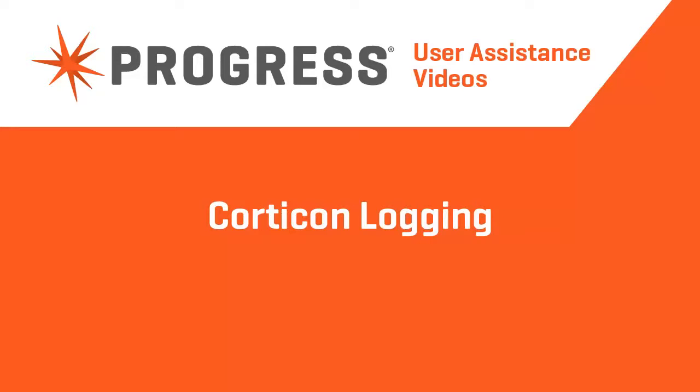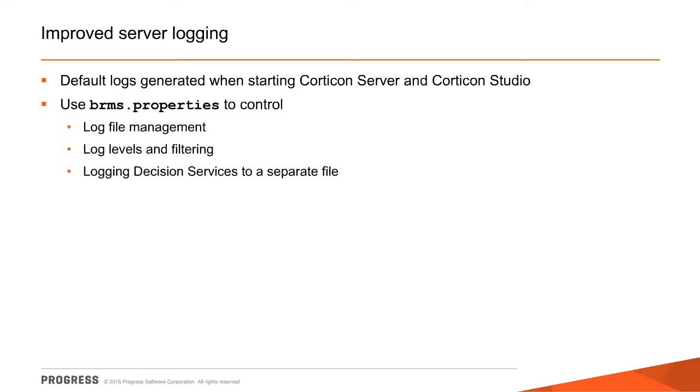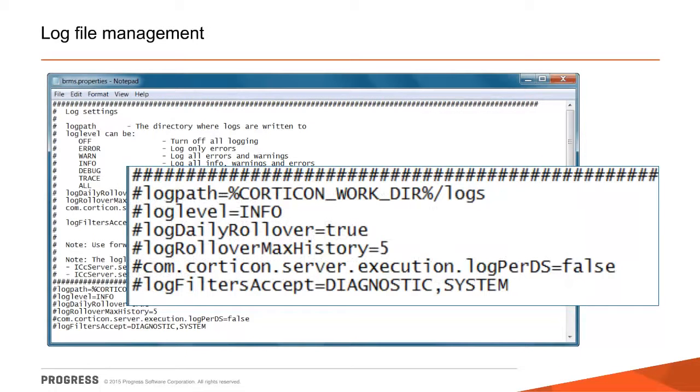Corticon Logging provides fast and flexible logging functionality for production servers and studio tests. Beginning in Corticon 5.5, we provide greater control over the information that is written to your logs. Using the brms.properties file, you can control where the log files are created, whether to roll over the logs, how many files are retained, what type of information is written to those files, and even separate decision services into separate log files. The brms.properties file can be used to override the default log file management.